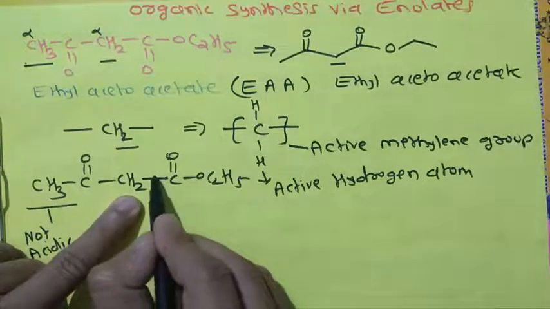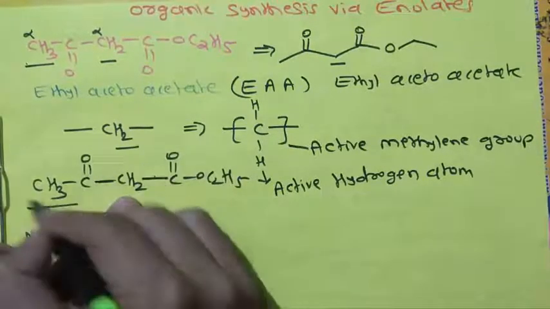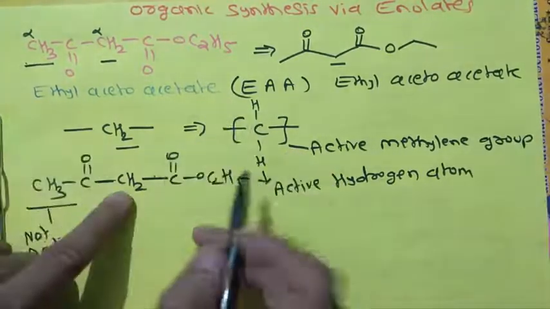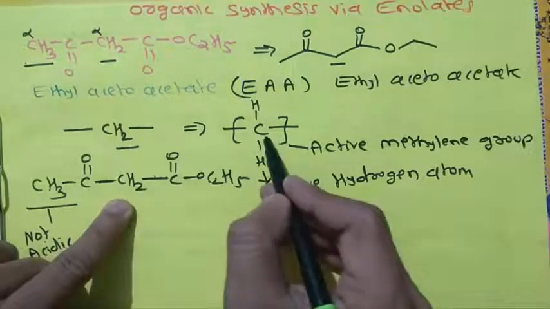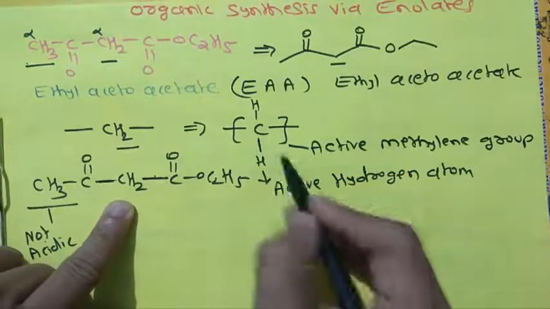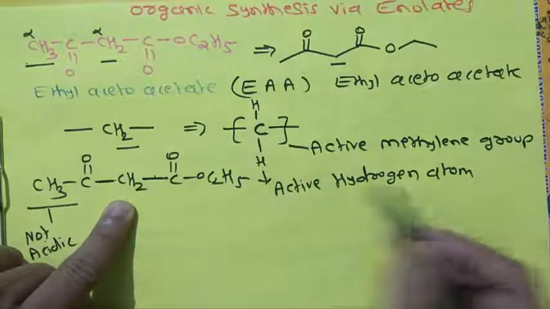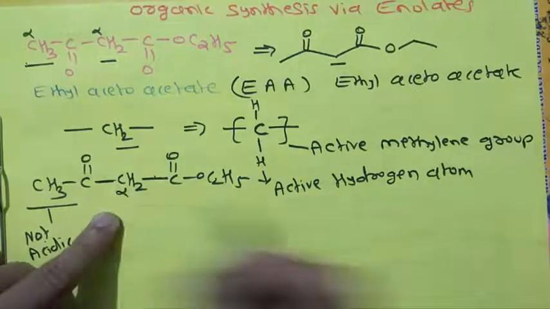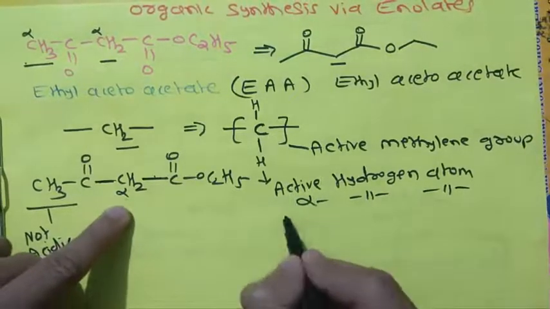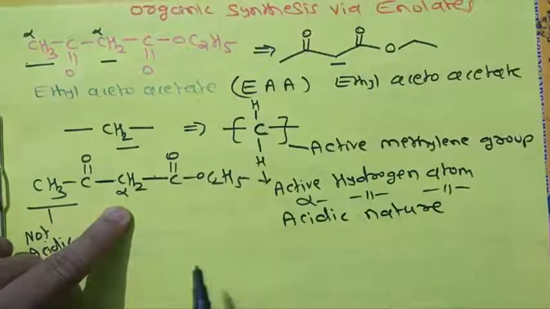This is one electron withdrawing group. This is the second electron withdrawing group. These CH2 are present in between the two electron withdrawing groups. That's why this CH2 group is called an active methylene group. The hydrogen present on this CH2 carbon atom is called an active hydrogen atom. It is also called an alpha hydrogen atom, and this alpha hydrogen atom is very acidic in nature.